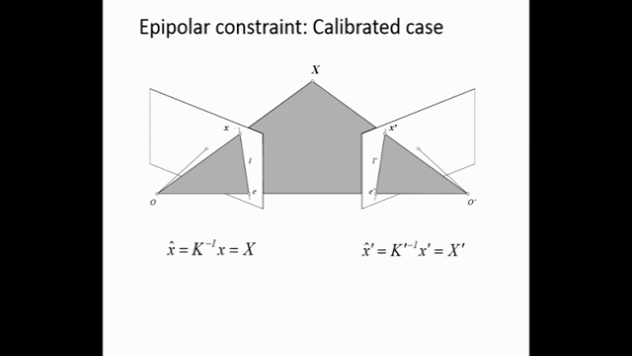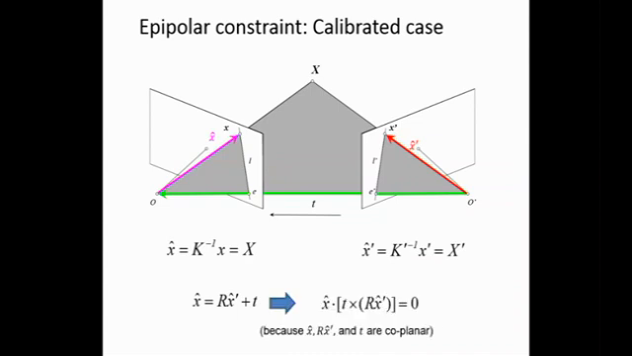Right, and this is just putting the same equations. So we have some R and T such that x hat equals R x hat prime plus T. And just based on simple geometry, we can get that x hat dot T cross R x hat prime is equal to 0.